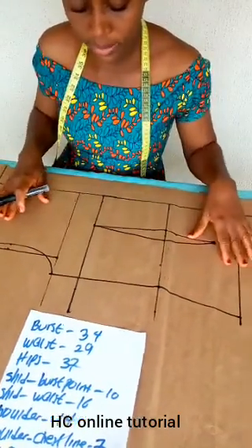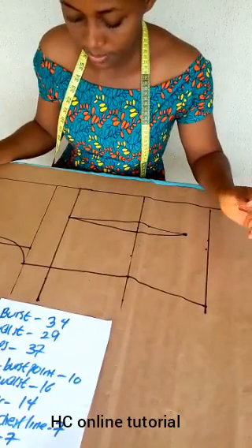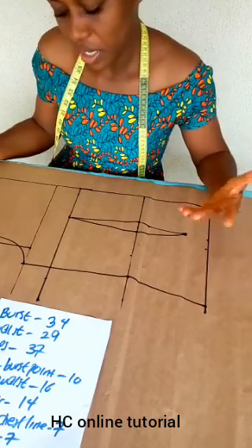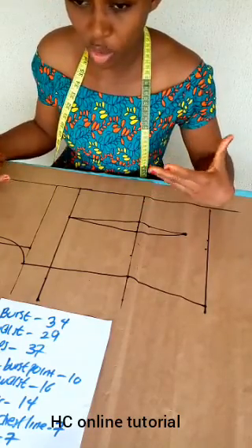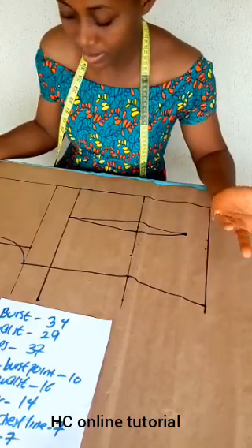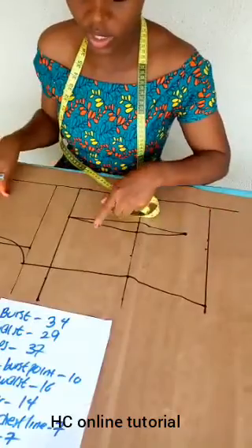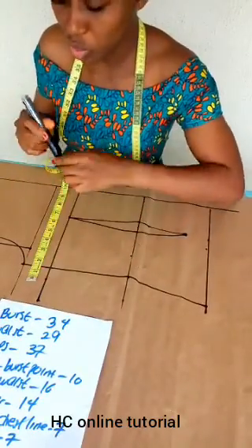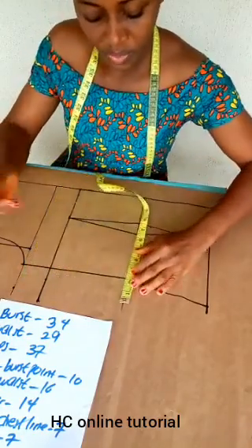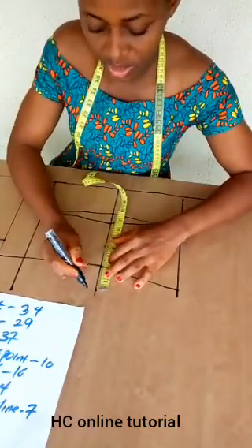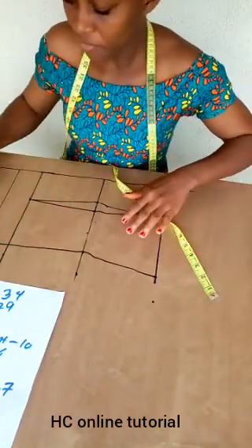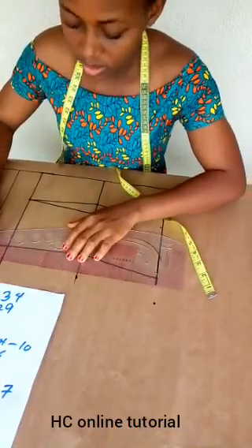So we are going to add our seam allowance, and the seam allowance is optional on a pattern paper, but I always love having my seam allowance on my pattern so that when cutting my fabric, I know I'm cutting exactly what I need. On my chest line, waist line, and my M line, I'm going to add 2 inches. The seam allowance depends on you, but I always love adding 2 inches to avoid the stitch touching the dart when sewing my fabric. Then I'll connect them together.